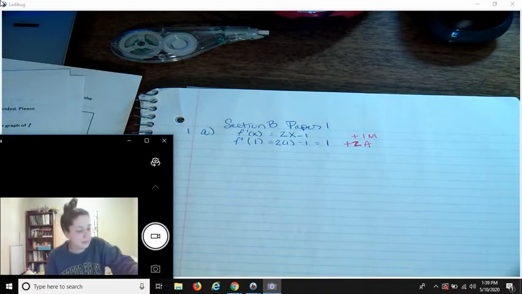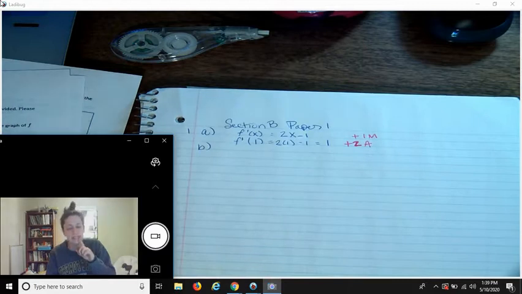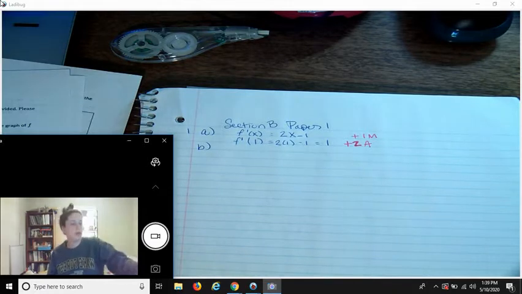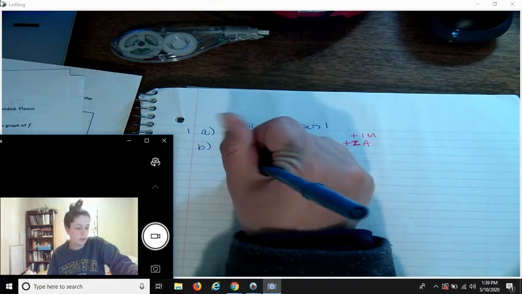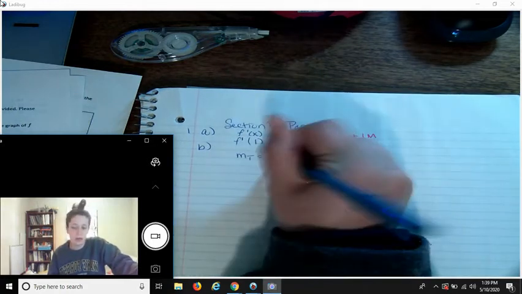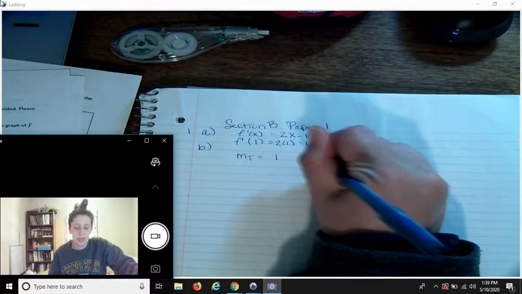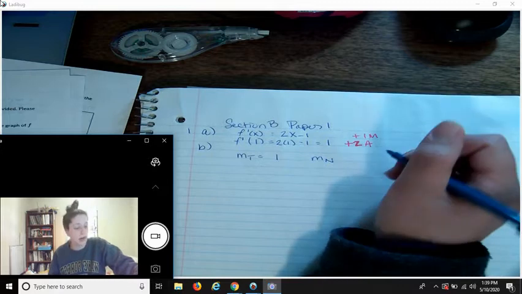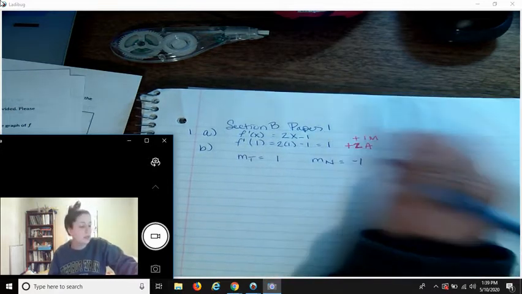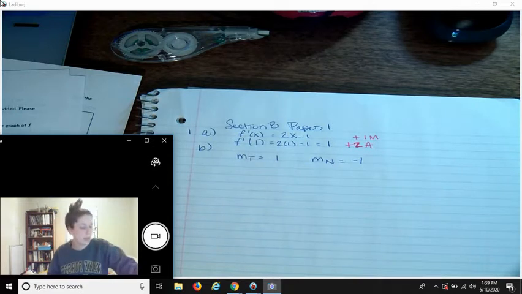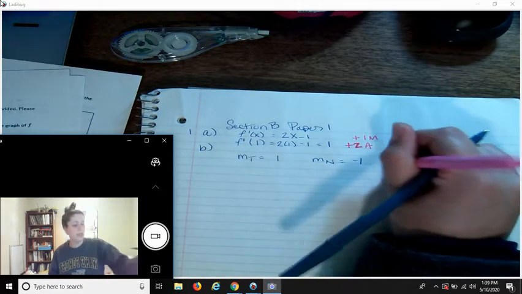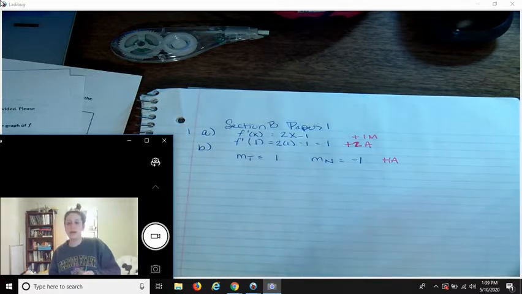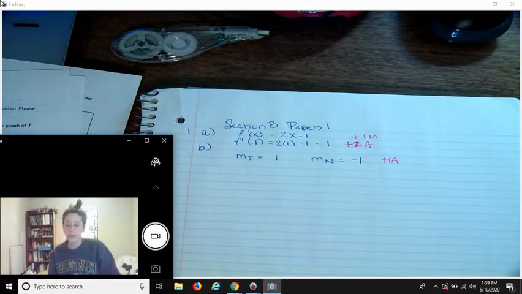Then in part B, it asks you to find the equation of L in the form y equals ax plus b. A is m, b is the normal thing. So we know that our mt is 1. We've just found that. So our mn, because it's asking us to find L, which is defined as the normal to the graph, is going to be -1. So you're going to get 1 point for recognizing and finding that the normal slope is -1.